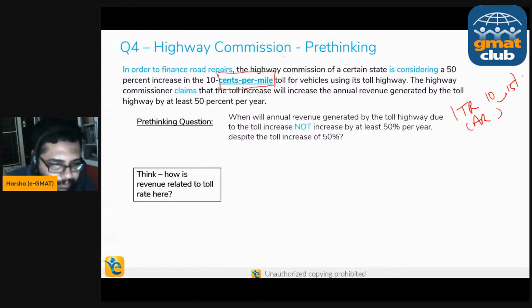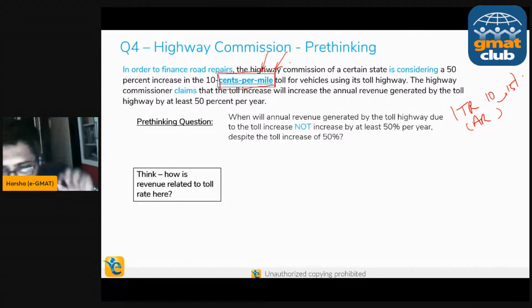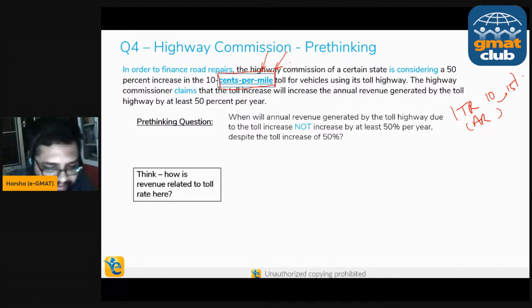If your brain did not pay attention to cents per mile, then you may not have paid attention to this. Remember, the only revenue that matters here is the revenue from the toll highway, the revenue that's coming from the toll rate increase. This is the only revenue that matters. So what exactly is happening here? If you focus your attention on cents per mile, you understood what's happening. It's on a per mile basis. It's cents per mile, or you could also say rupees per kilometer.